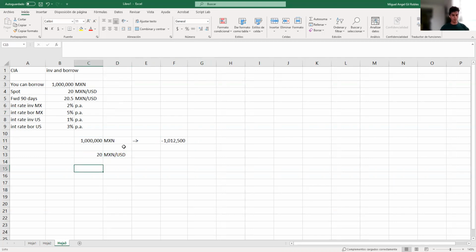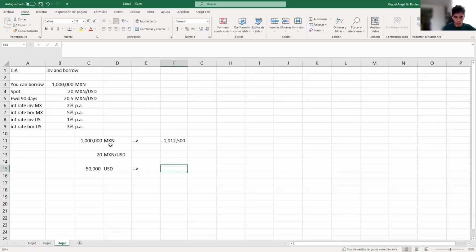So I will go really quick because I have done it twice already. So it's going to be $50,000. Then I need to convert this to future value. And here, let's think about it. Why am I doing it here? I borrowed the pesos, so I have pesos in my pocket. Then I went to the bank and I converted my pesos to dollars, but I still have dollars in my pocket. Then I went to the US and I invested these dollars in the US.